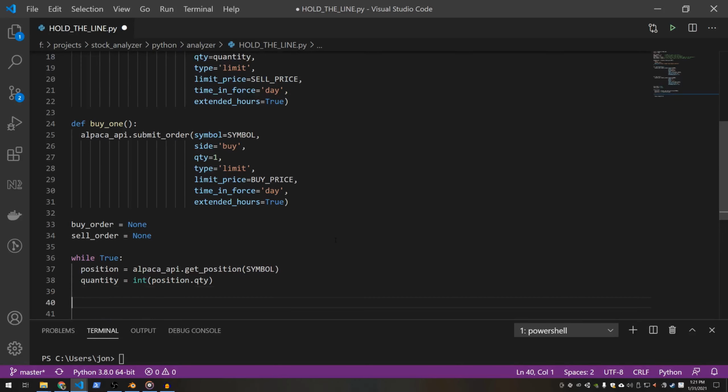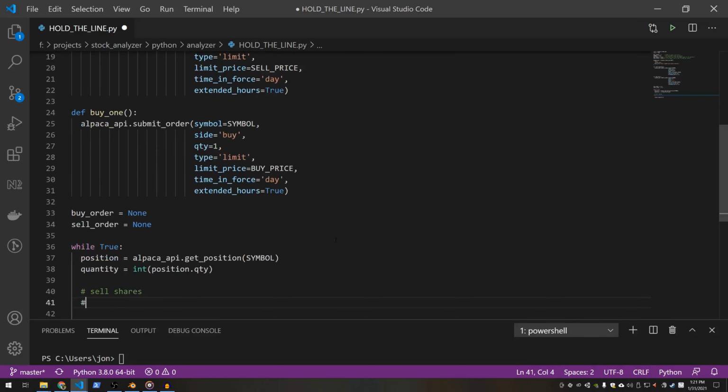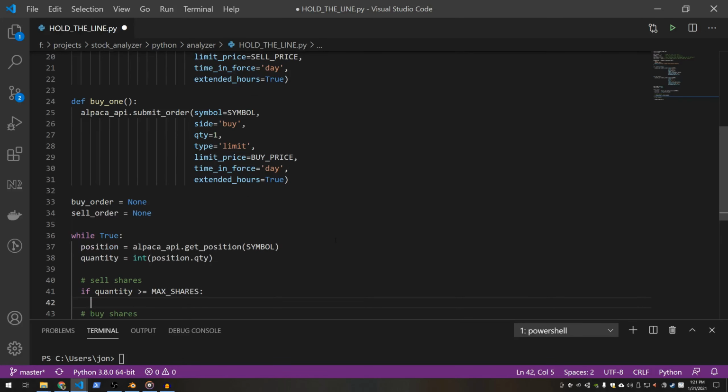Now we need to do a couple things. We need to sell shares, possibly, and then we need to buy shares. And in between these two, we might exit. And we exit if our quantity is equal to our max shares. In fact, we can just put that right now. So if quantity is greater than or equal to our max shares, break. That'll get out of our infinite loop.